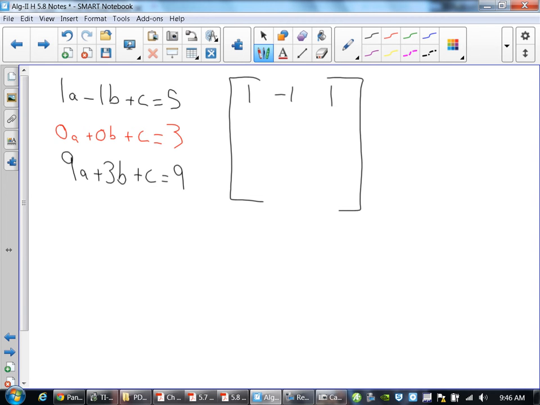I do the same thing with the next one. 0, 0, 1. If there's nothing in front of it, what's there? The one. And then it's 9, 3, and 1. What I'm doing here is I'm creating a matrix. Okay?